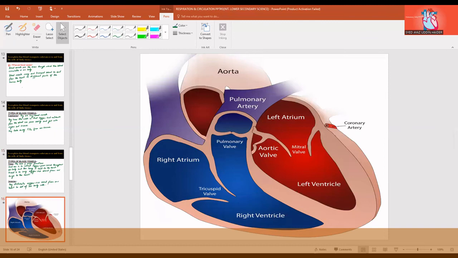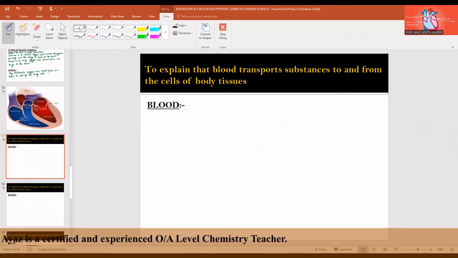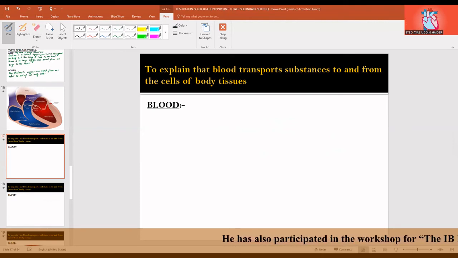This is the heart. Let's talk about blood. Blood is a mixture of red blood cells, white blood cells, platelets, and plasma.